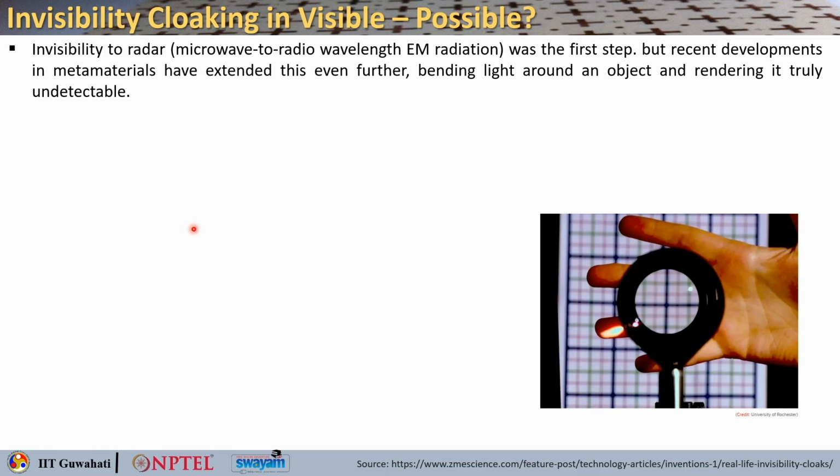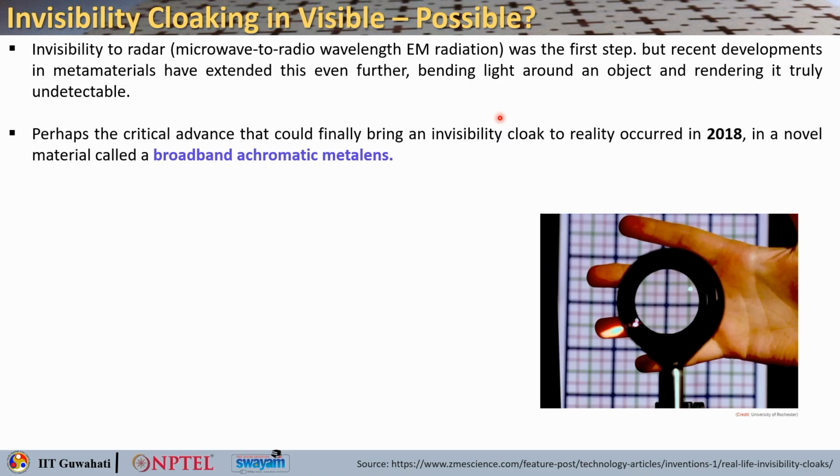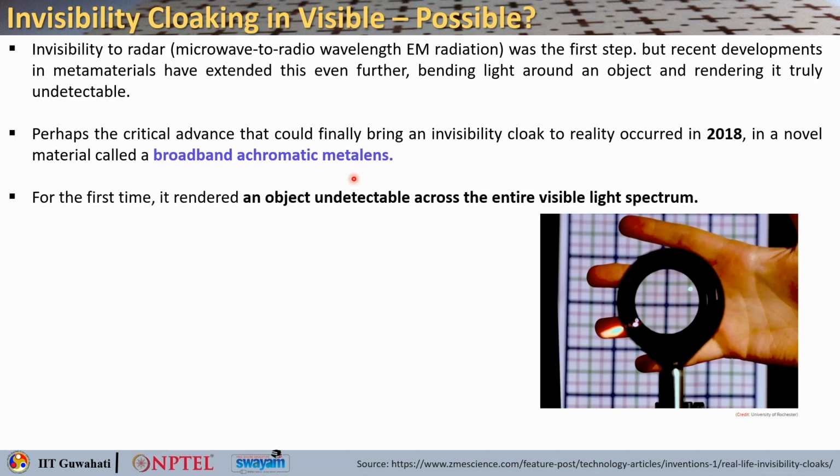So invisibility to radar, that is typically microwave to radio wavelength EM radiation, was the first step people have achieved. But recent developments in metamaterials have actually extended this idea further. That has allowed us to bend light around the object and in a way make it completely undetectable. So recently in 2018, a novel material called broadband achromatic metalens was developed, and this is the first time it rendered an object undetectable across the entire visible spectrum.